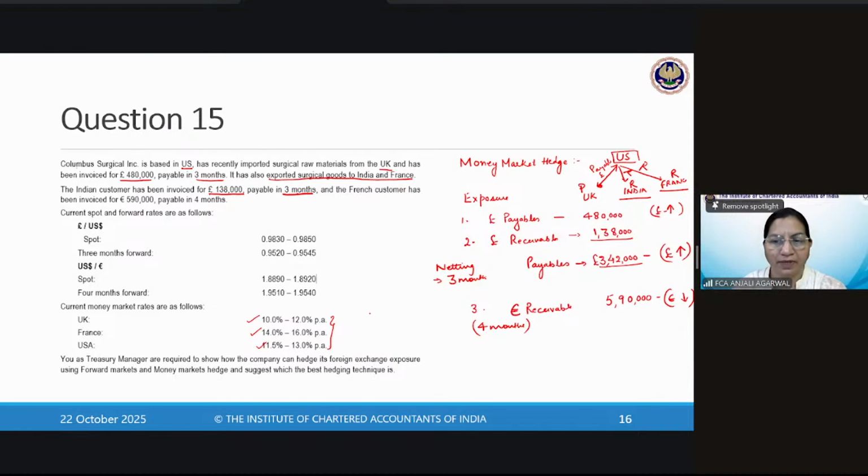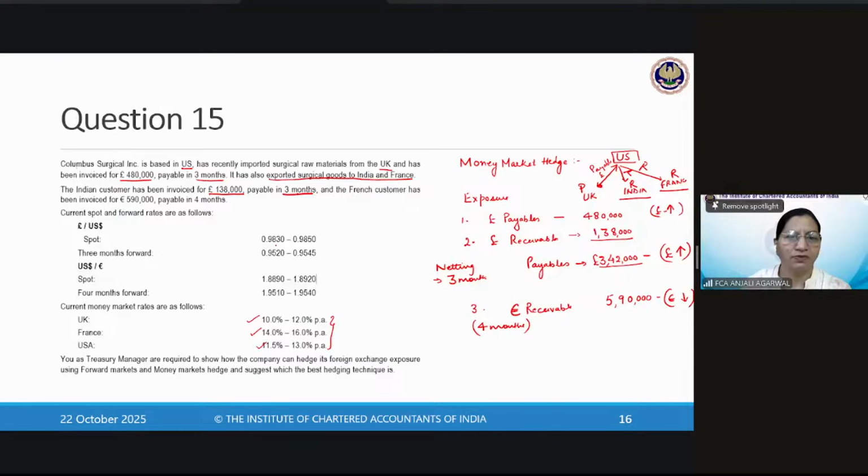So we will be comparing. In the previous question, we compared forward with option. Then we learned what is the future contract. And now in this question, we're going to learn money market and we are going to compare money market with forward. Okay. So firstly, what is given to you is it a direct quote for US or indirect?